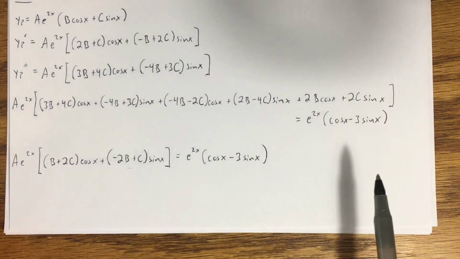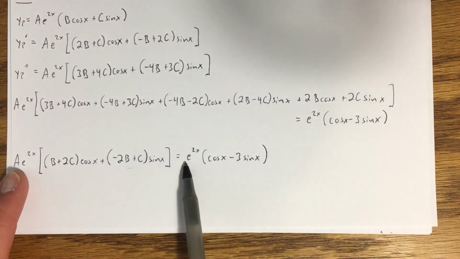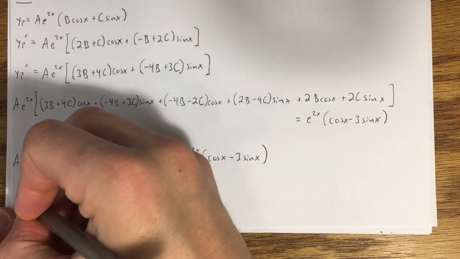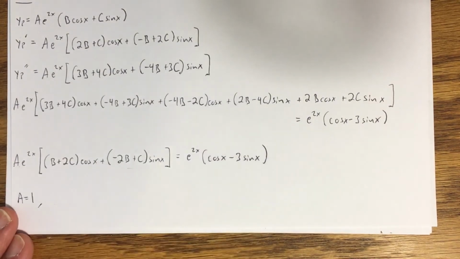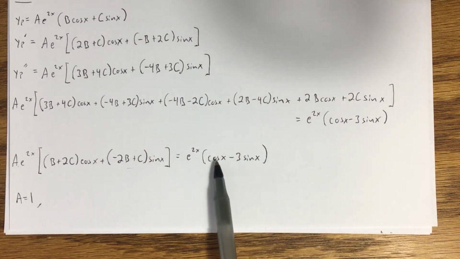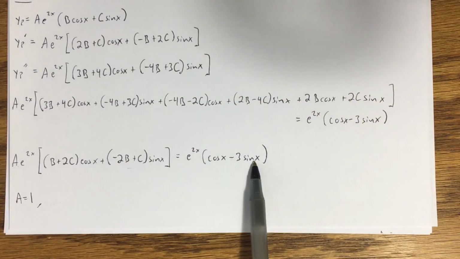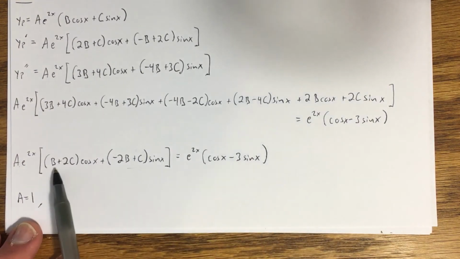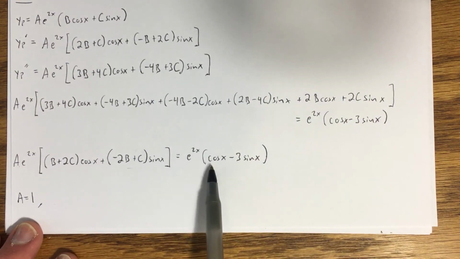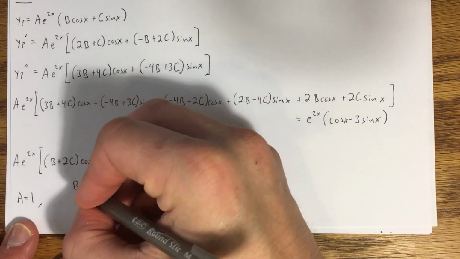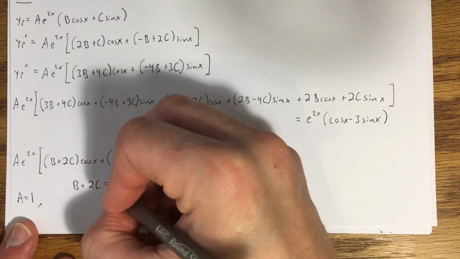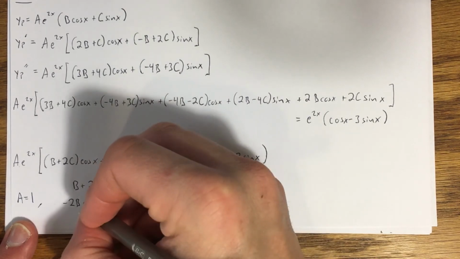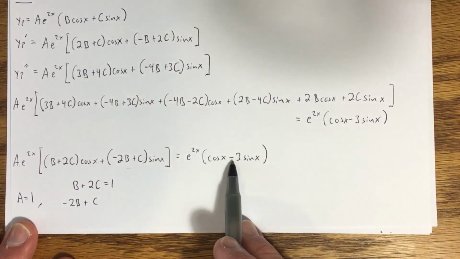Remember, that's how we solve for a, b, and c. So what's the coefficient on my e to the 2x here? It's 1. Therefore, a is equal to 1, right? Now we equate coefficients here. This time I have both a cosine and a sine on the right-hand side. So now I don't get to set anything equal to 0. I'm going to set this guy equal to the coefficient on that cosine, which is a 1. b plus 2c equals 1. And then this guy, negative 2b plus c, gets set equal to negative 3.